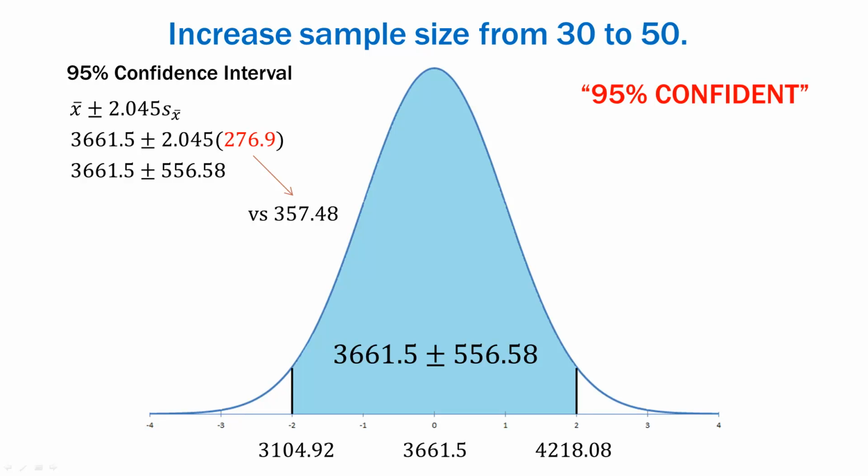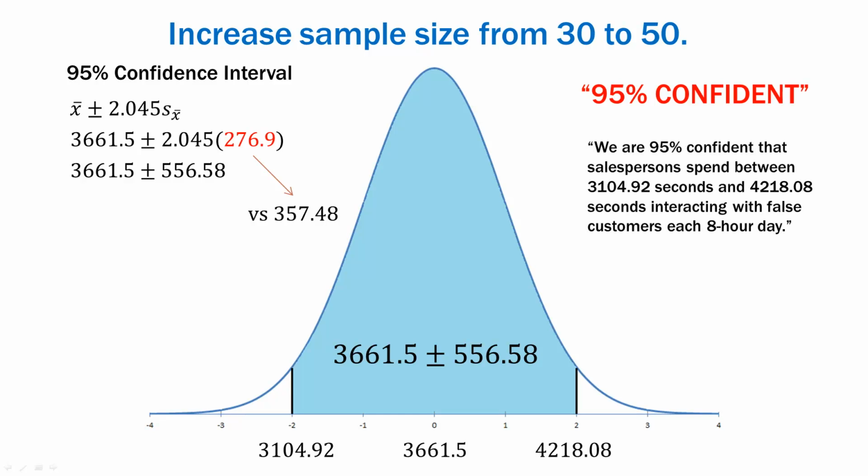So, before we look at anything else, just remember, we increased the sample size. That caused our standard error to decrease. So that caused our interval to shrink. Our interval actually sort of moved inward. Now notice the black lines didn't move. What changed is the numbers underneath them in the margin of error. So, we're 95% confident that salespersons spend between 3,104.92 seconds and 4,218.08 seconds interacting with false customers each 8-hour day.